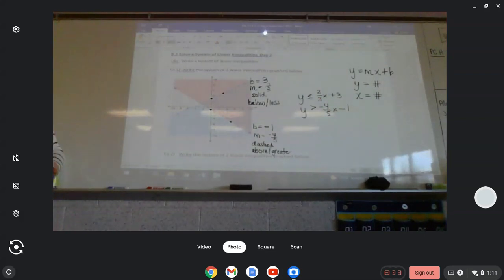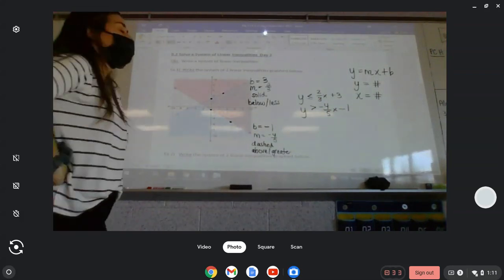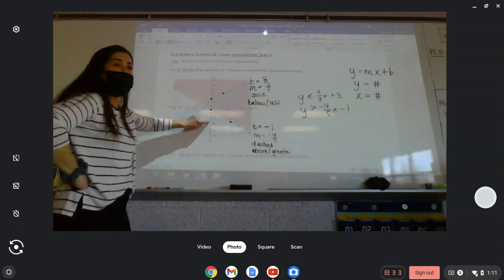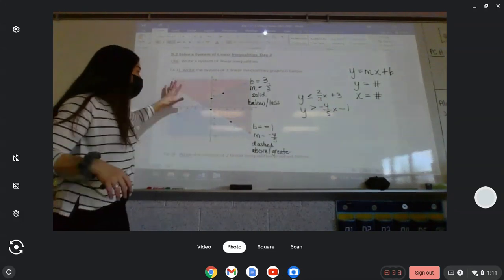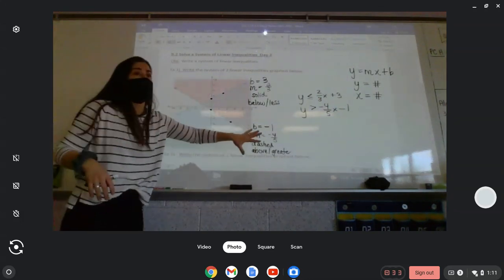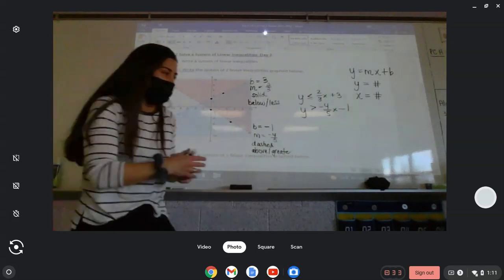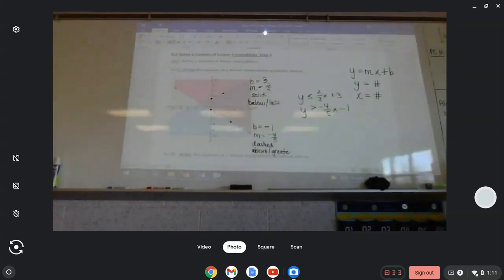Okay? Yes? Yeah, because you went down 4, which is negative, and you went right 5. And again, that's a negative sloping line, so you better end up with a negative slope. Okay? All right, let's try number 2.